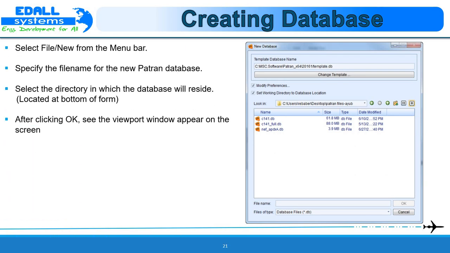After starting Patran, you need to either create a new database or open an existing one. If a project database already exists, open the database by selecting File Open from the main menu and double-click on the name of the database. If a database does not exist, create a new database as follows. To create a new database, follow the steps on the screen.